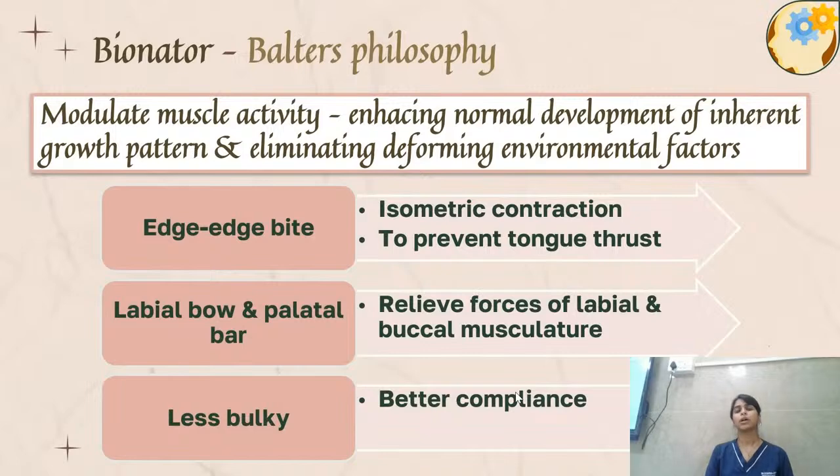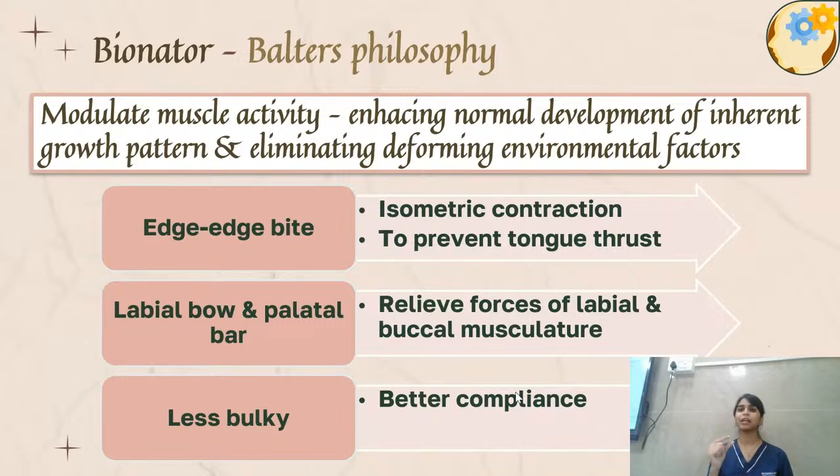So Bolter concluded that with the help of a bionator, muscle activity can be modulated, which can enhance the normal development of inherent growth pattern and eliminate the deforming environmental factors. So he incorporated these three features in the appliance, that is edge to edge bite, labial bow and palatal bar, and making the appliance less bulky. Now, why edge to edge bite?